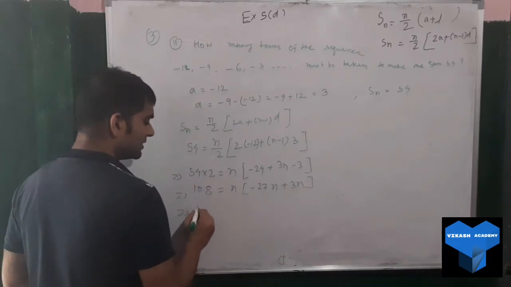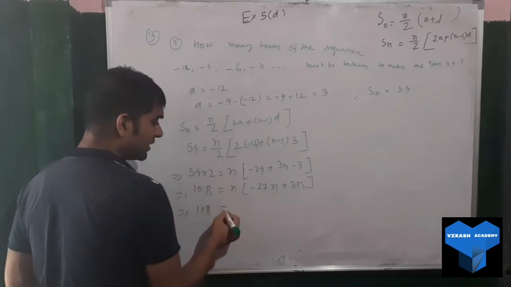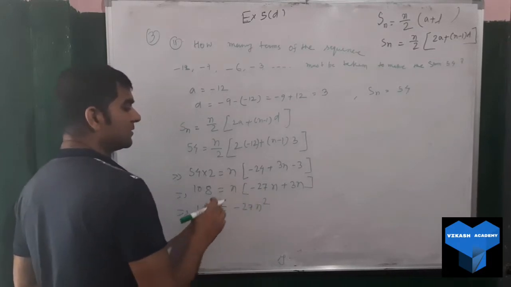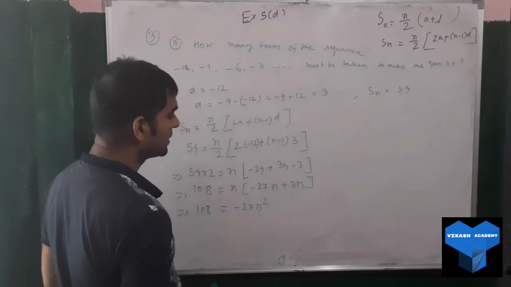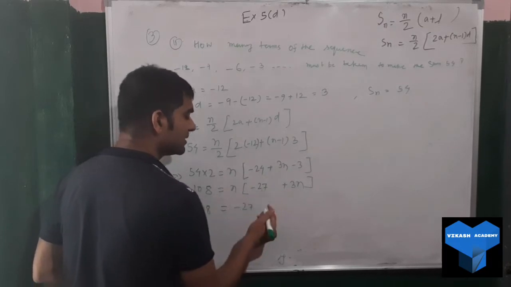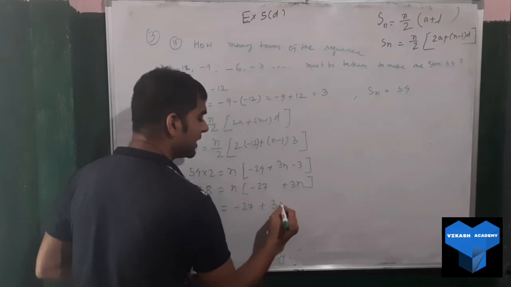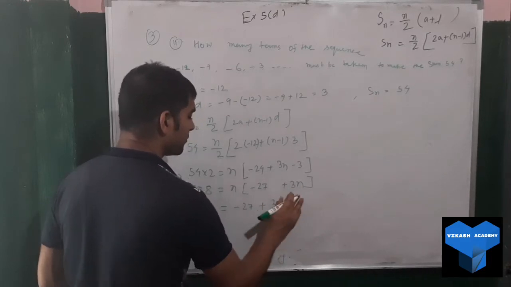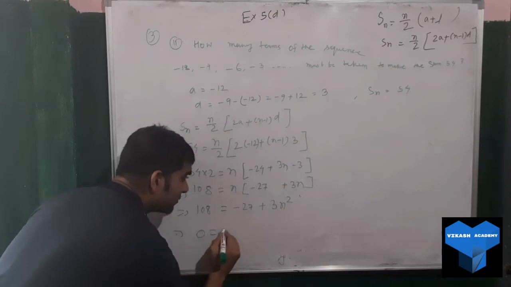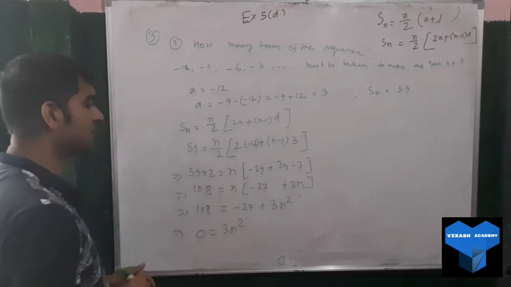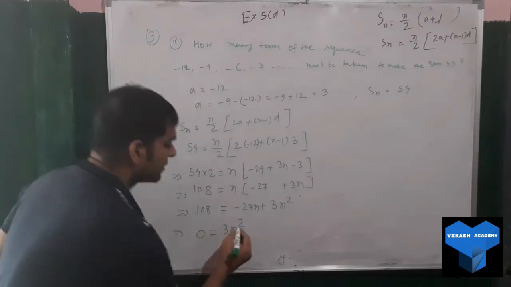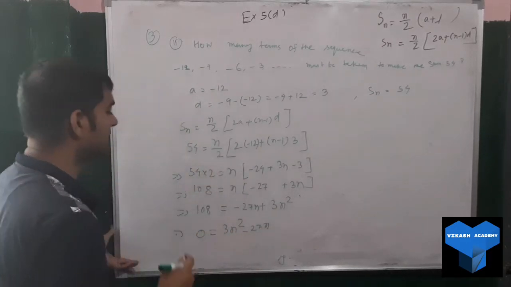Next, we get 108 equal to n times the bracket. Minus 27 into n will be minus 27n. Then we multiply plus n into 3n, which will be 3n squared. We got it here. Now we will make it one equation. So next step, I will bring everything to the other side, so it will be 0 is equal to 3n squared, then we write minus 27n, then equal to what?